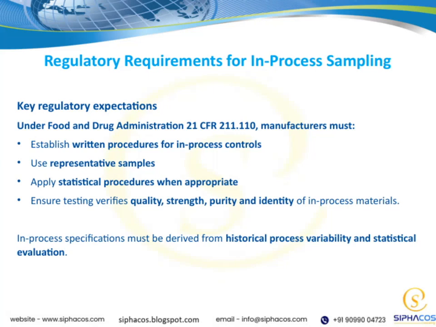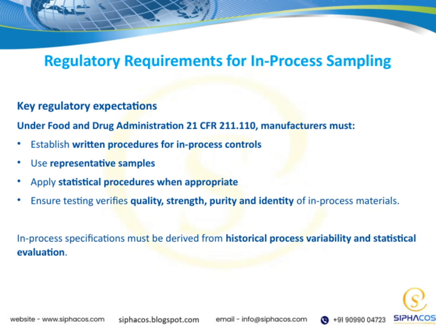Let's talk about the regulatory requirements for in-process sampling. Under the Food and Drug Administration's regulations, specifically 21 CFR 211.11, manufacturers are required to establish written procedures for in-process controls. This means having documented processes that guide how we sample and test during production. It's also crucial to use representative samples, which ensures that our tests accurately reflect the entire batch. When appropriate, applying statistical methods helps us interpret our data reliably.